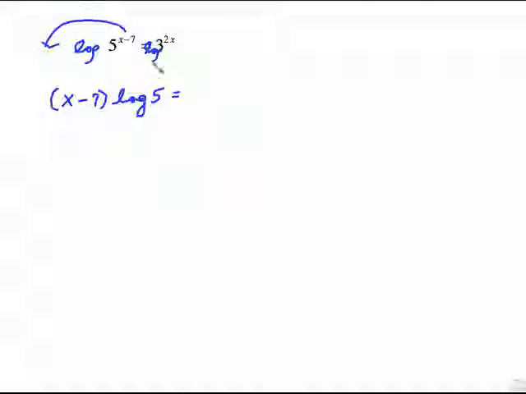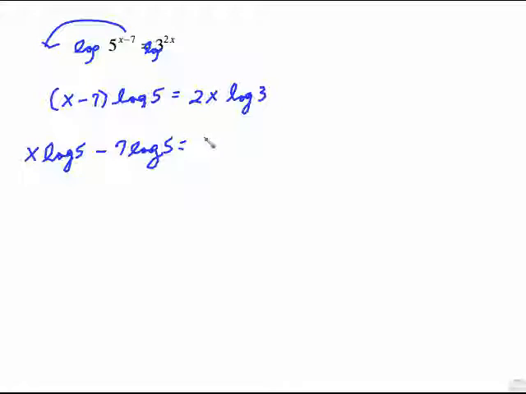And over on this side, the 2x comes in front, and now this is 2x log of 3. We need to distribute log of 5 through this parentheses. This is x times the log of 5 minus 7 times the log of 5 equals 2x log of 3.